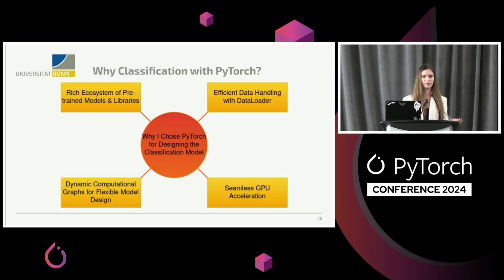Now to the classification part. I designed my classification model with PyTorch. The key points why I used PyTorch for this were, first of all, PyTorch has a rich ecosystem of pre-trained models like ResNet and libraries that help to work with it. Secondly, its dynamic computational graph was very helpful to adapt ResNet to my specific needs. The PyTorch data loader, further, made it very easy to load and shuffle the data around during the training. Another benefit of PyTorch was the seamless GPU integration.